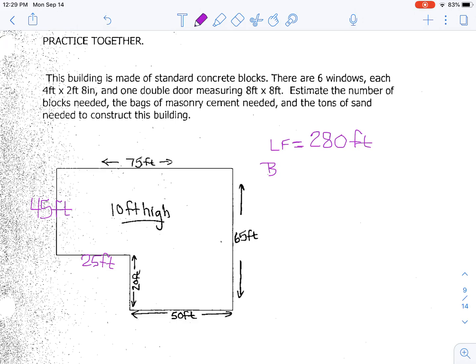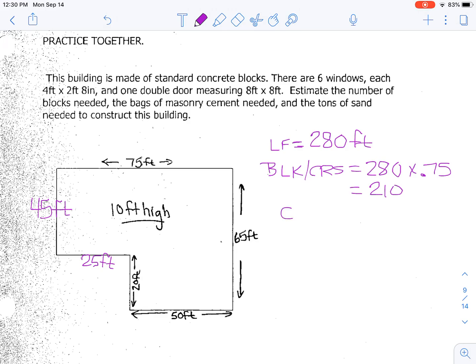And then we're going to do our steps to find the block in a course. Block in a course, you take your linear feet and you multiply it by 0.75. So we've got 210 block in a course.